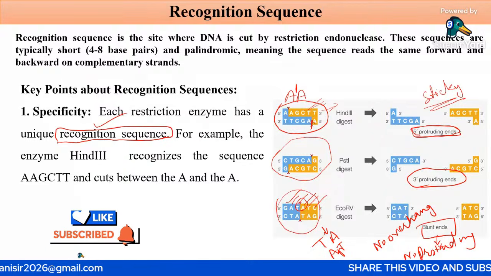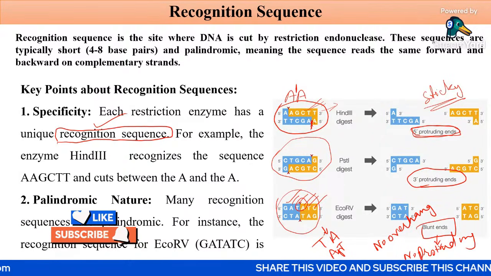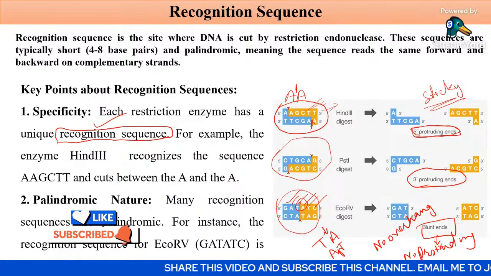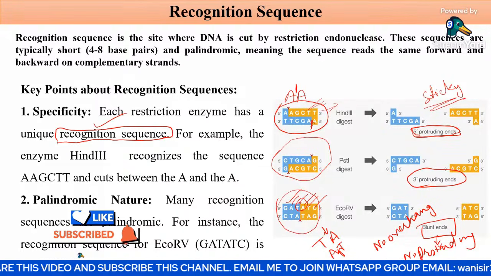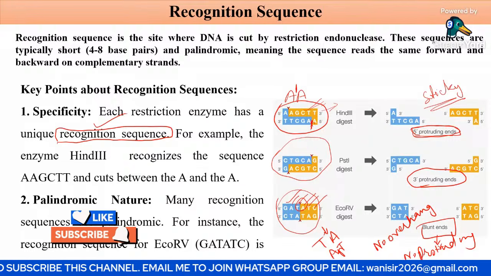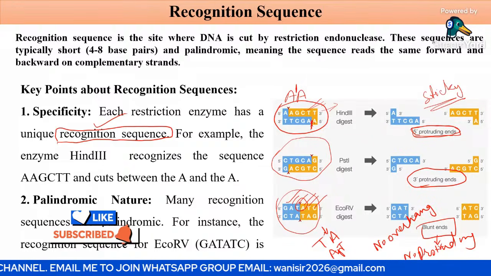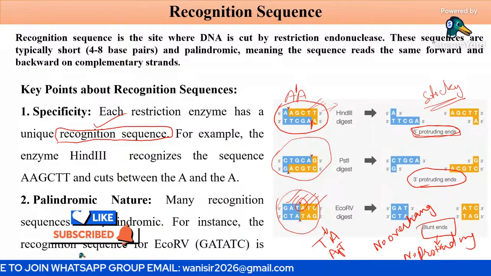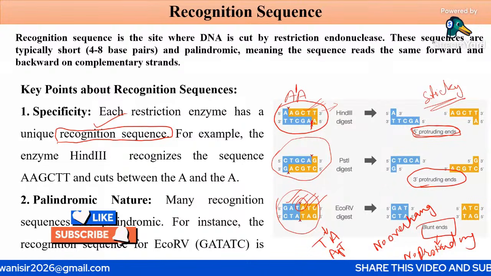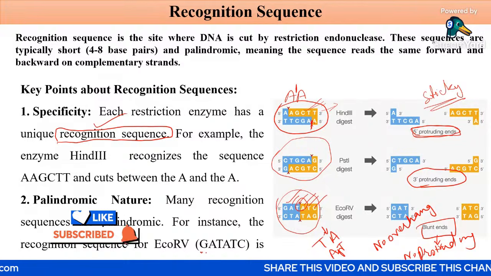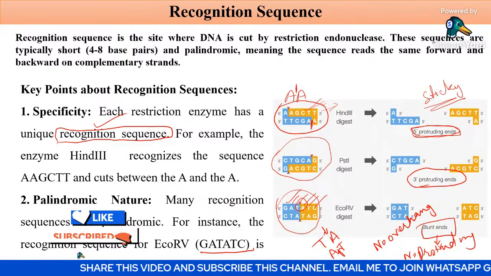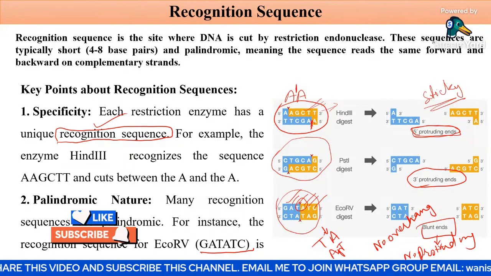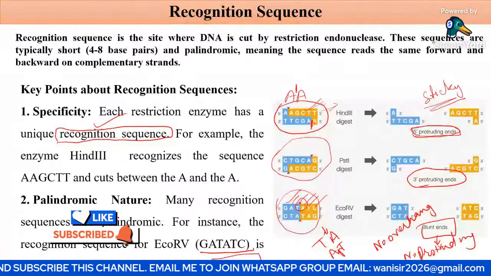So another is palindromic nature. I have explained what this palindromic nature is. Many recognition sequences are palindromic. For instance, the recognition sequence for EcoR1 is GATATC, and it is palindromic because it is complementary. It can also be read the backward way. If we read it as GATATC, we can also read it as GATATC. There is no change in base pair. So this is the palindromic sequence.